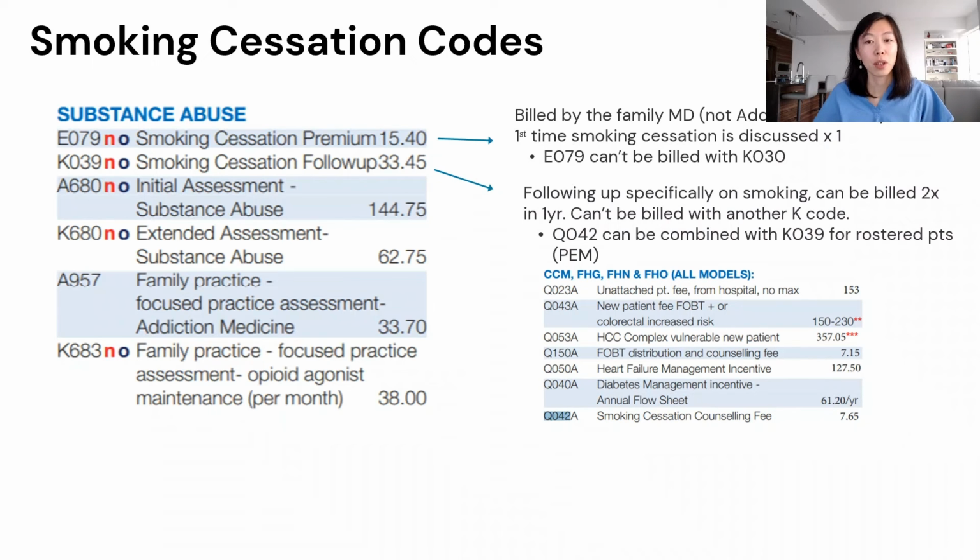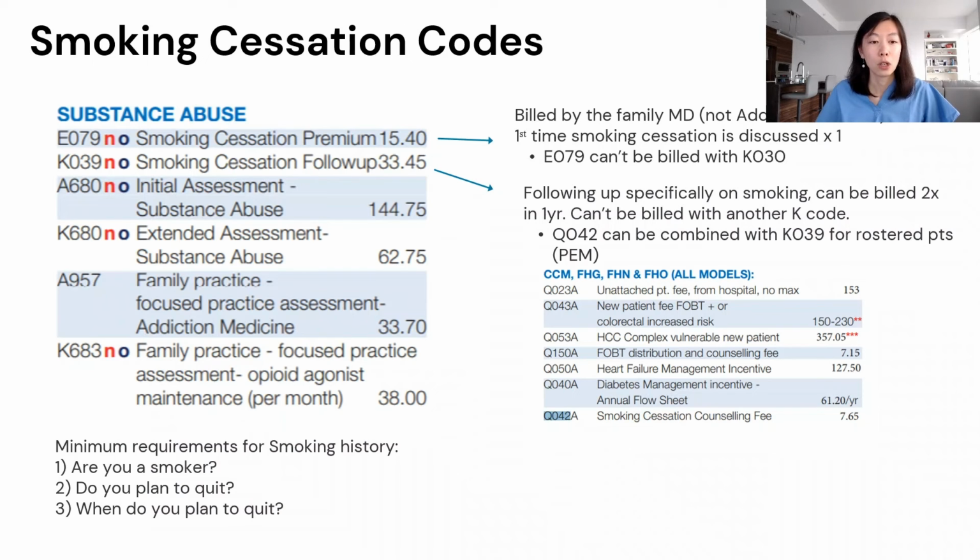The other code that you can think about billing if you call a patient back for a specific visit to discuss quitting smoking or anything about smoking is the K039, and this you can bill twice in a year. Unfortunately, I don't think you can combine this code with another K code. The other thing to note is that you can combine this with a Q code, so Q042, if you have a rostered patient practice. So what is the minimum criteria that counts as smoking history? As long as you've asked them these 3 questions on the screen, that allows you to bill that E079.